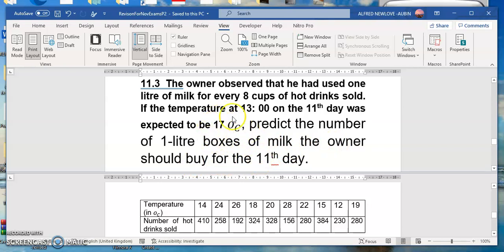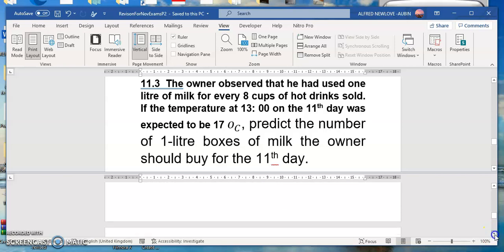So we need this. We are going to use this temperature to predict the number of hot drinks sold, because this number of hot drinks sold is determined by the temperature at that very day. So here we substitute it into the regression formula. Remember, we have already calculated a least square regression line using this information. Are we together? Okay, so let's go back to the least square regression line.